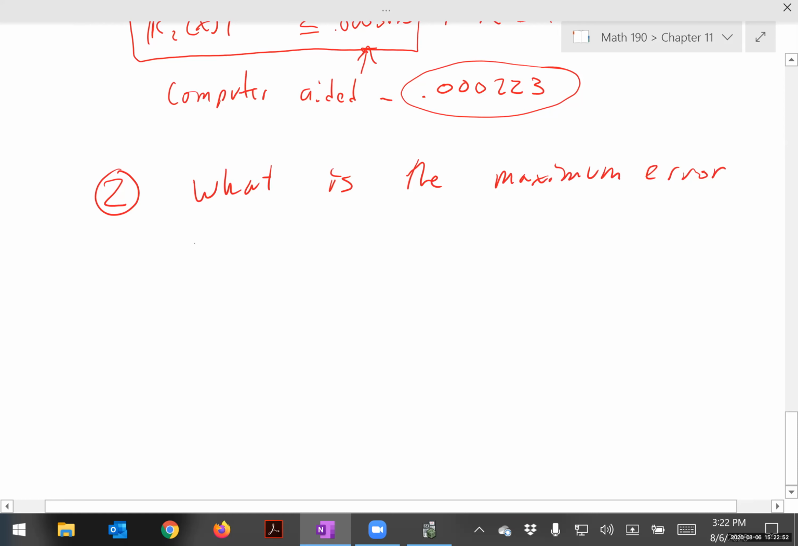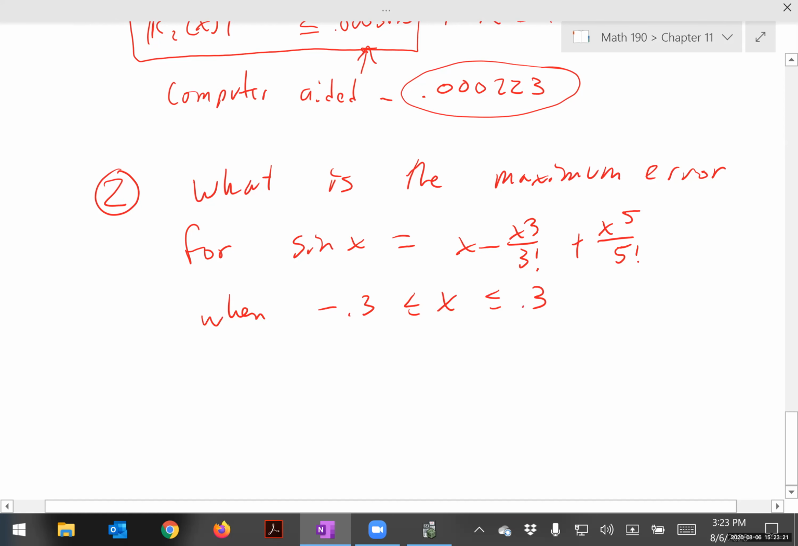error for sin x equals x minus x cubed over 3 factorial plus x to the 5th over 5 factorial, when negative 0.3 is less than or equal to x, which is less than or equal to 0.3. Okay, so we're going to hover around that, which means that the value that we're looking at is 0, right? Which makes sense because this is a Maclaurin series, which means that the value that we're looking around is 0, when x is equal to 0.